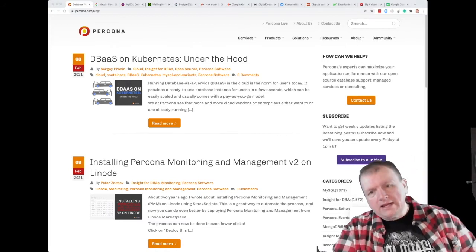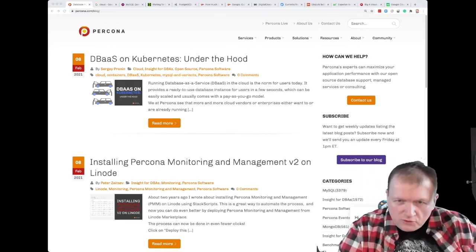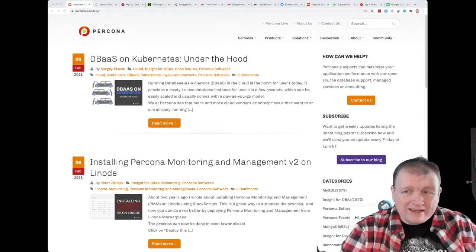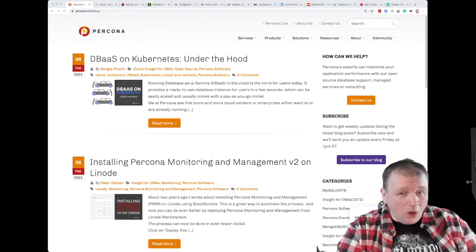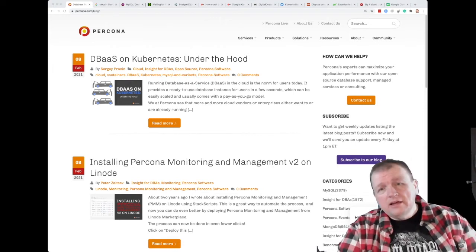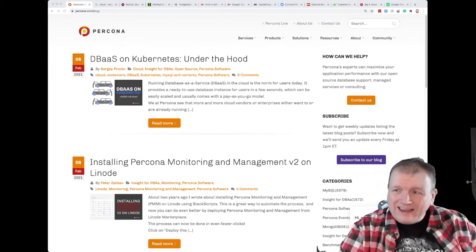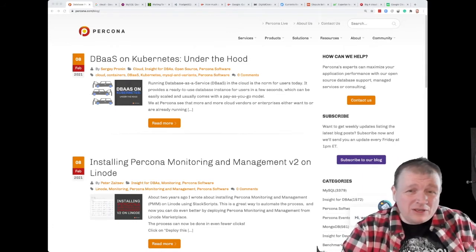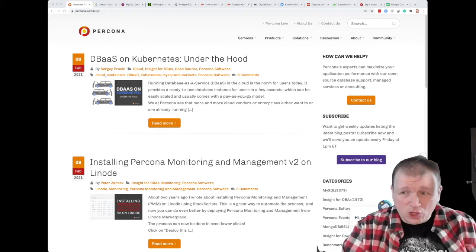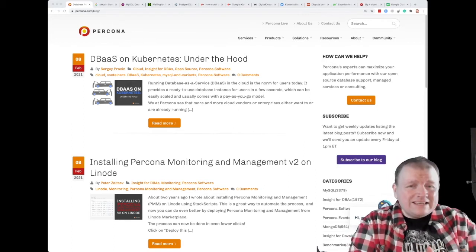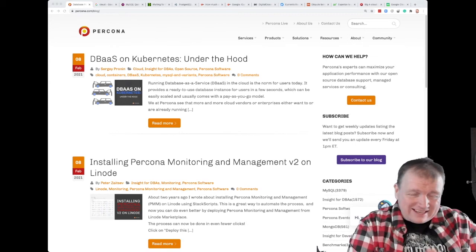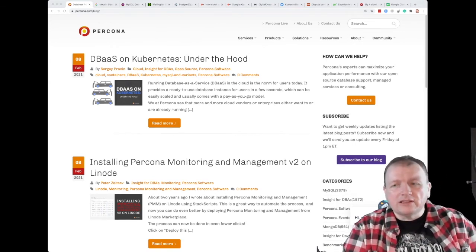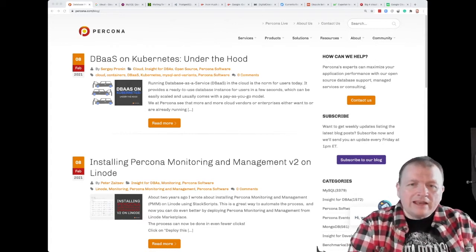So jumping right in, if you haven't seen the new articles on Percona's blog, let's go through a few of them. The first one up is from Sergey Pronin, who was on the Haas Talks Foss a couple weeks ago. He was talking Kubernetes back then, and he's back talking about database as a service on Kubernetes and giving you the 411 on what's underneath the hood. If you're interested in Kubernetes and running your own database as a service, this is a blog that you're going to love. I would recommend that big time.